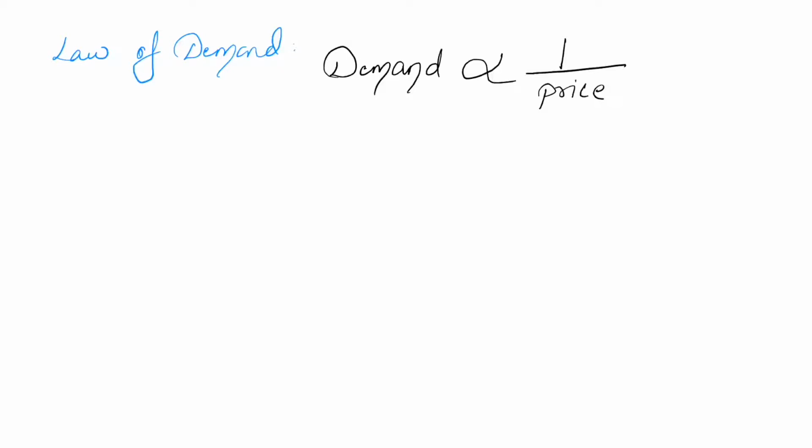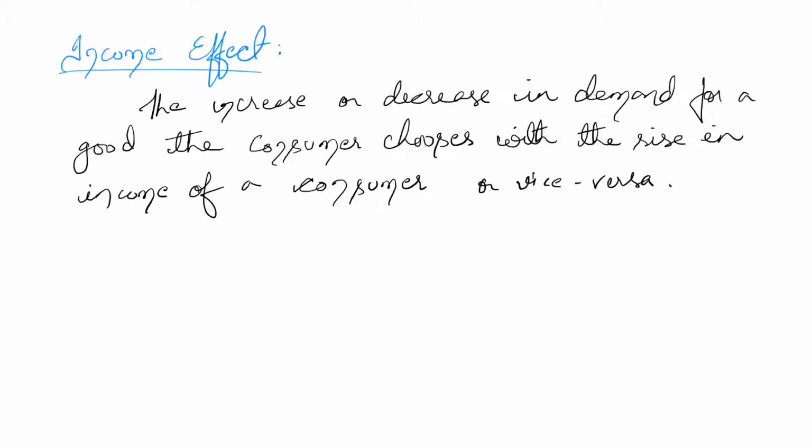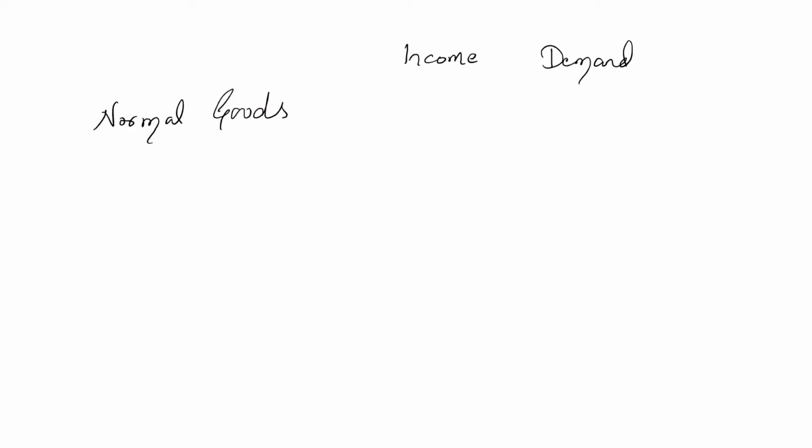In demand function, we study the relation between the price of the good and its demand. We can also study the relation between the demand of a good and the income of the consumer. First, let's study what's income effect. The increase or decrease in demand for a good the consumer chooses with the rise or fall in income of a consumer, or vice versa, is known as income effect.